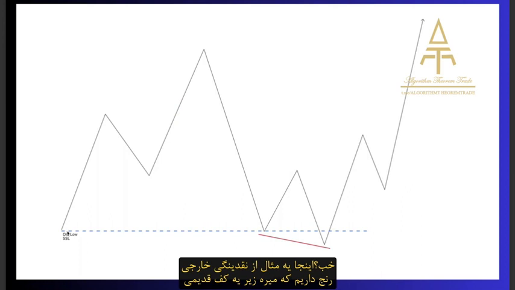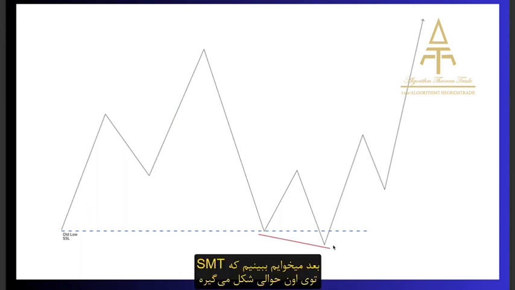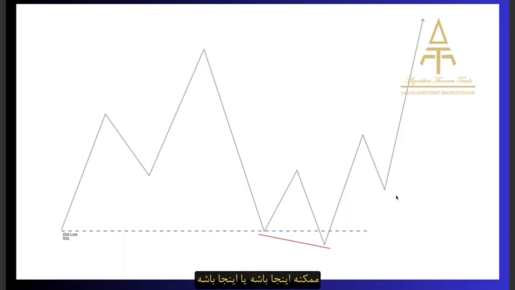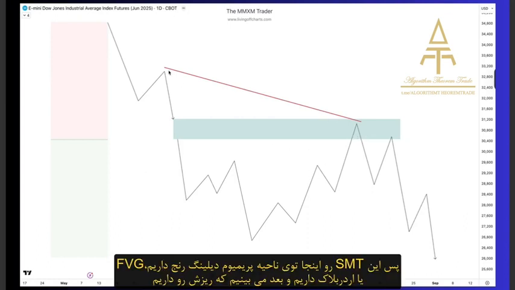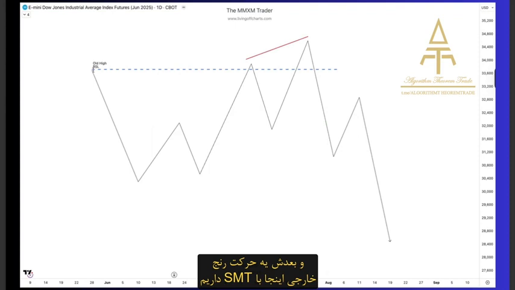Okay, here's the example from external range liquidity going below an old low. Then we want to see that SMT form somewhere around there. It could be here, it could be here. Bearish example, and I've drawn the SMT a little bit different to reiterate that it doesn't exactly have to be this here. So the SMT here in a premium, in a dealing range, FVG and or OB here, and then seeing a sell-off, and then an external range play here with the SMT.